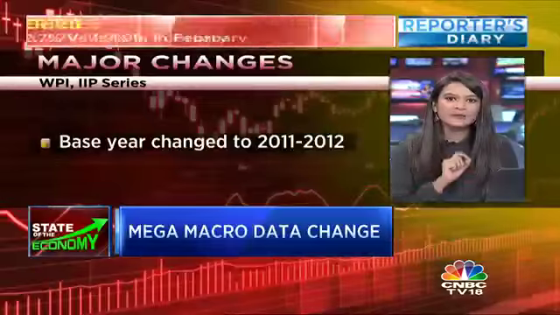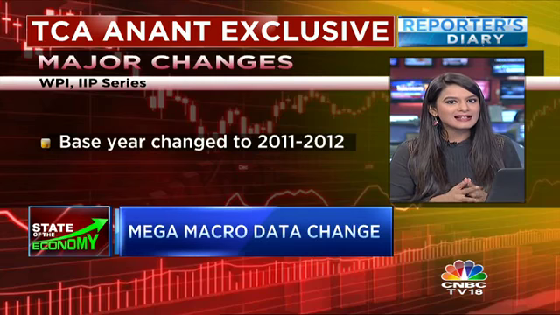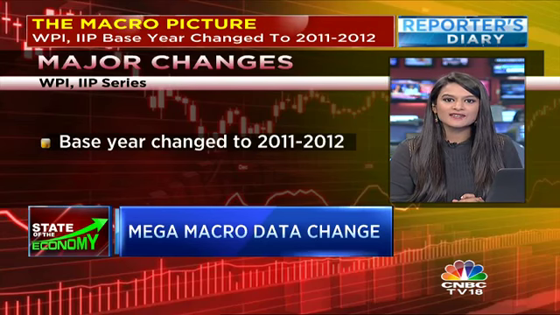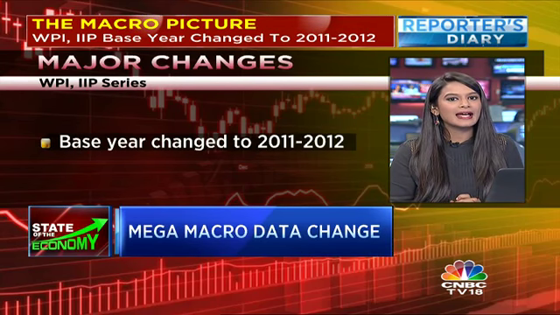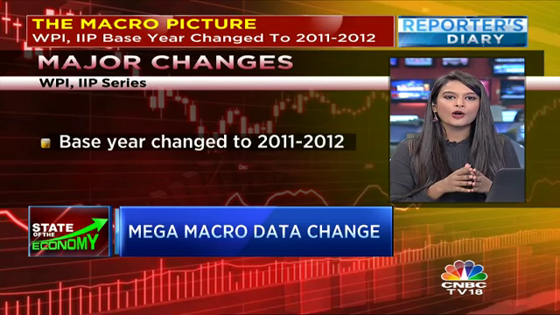Exclusive interaction. Last week, the Central Statistics Office announced major changes to the way key macroeconomic data, IIP and WPI, are calculated by changing the base year for data computation. Not only that, the baskets for both the IIP and WPI have also been expanded. To discuss the changes, Latha Venkatesh caught up with the chief statistician, TCA Anant, and began by asking him about the impact of the new WPI and IIP series on FY17 GDP. Hear out what he had to say.